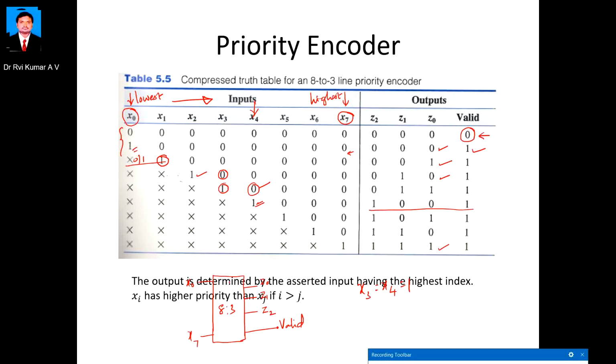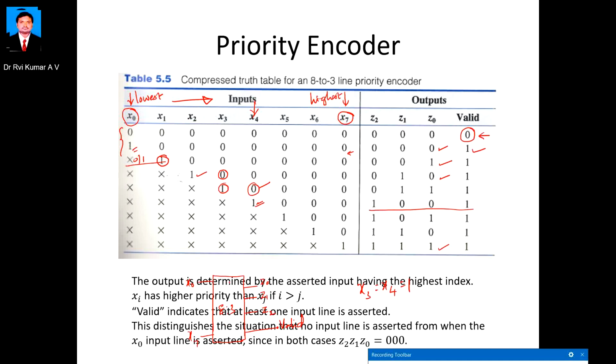So the output is determined by the asserted input having the highest index. The highest index is x7. So xi has higher priority than xj if i is greater than j. Valid indicates that at least one input line is asserted. This distinguishes the situation that no input line is asserted from when the x0 input line is asserted, since in both cases z2, z1, z0 are equal to 0, 0, 0. Thank you very much.